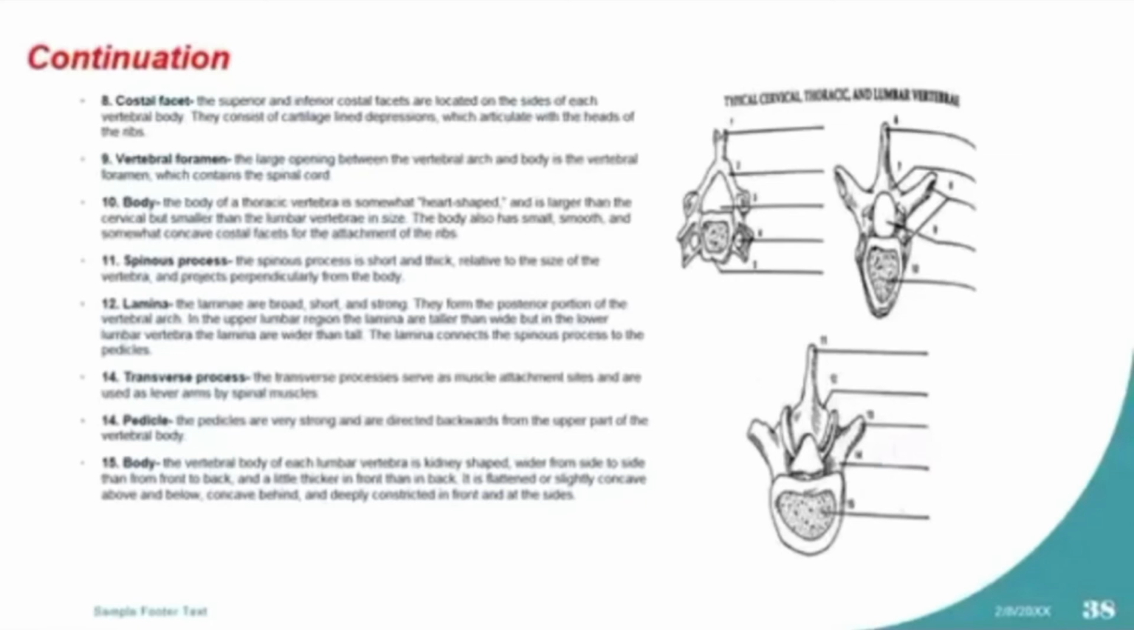So number 15 is the vertebral body. The body of each lumbar vertebra is kidney shaped, wider from side to side than from front to back, and a little thicker in front than in back. It is flattened or slightly concave above and below, concave behind, and deeply constricted in front at the sides. So the body of the lumbar is kidney shaped.